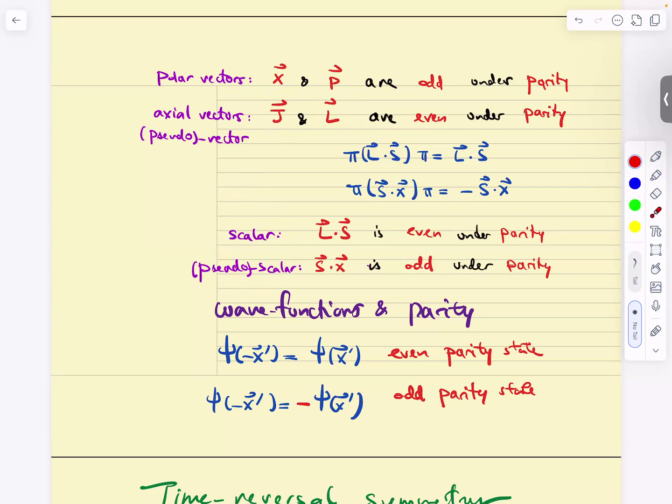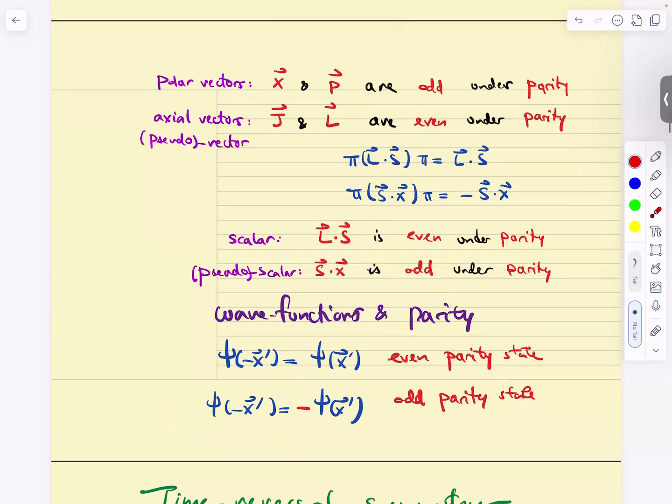Good? All right. Wave functions and parity. We talked about wave functions that are even parity, they should satisfy this property. If they are odd parity, they should be antisymmetric. Good. So this was just a review of the last lecture. Are there any questions?